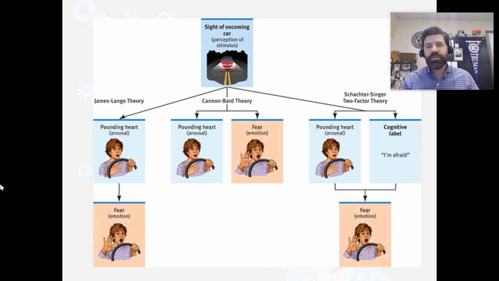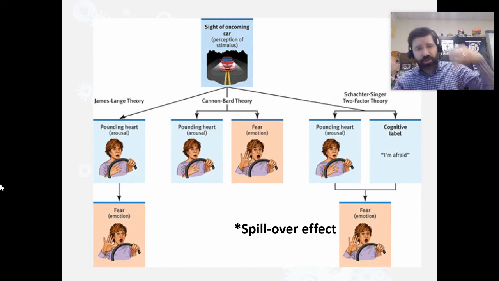And what I'm getting to here is this idea of the spillover effect. So imagine for a moment you're on a roller coaster, okay? You're going up and down hills and going loop-de-loops and all that fun stuff, and your heart is pounding out of your chest and your pupils are dilated and you're all worked up and you're frightened because you're on this roller coaster.